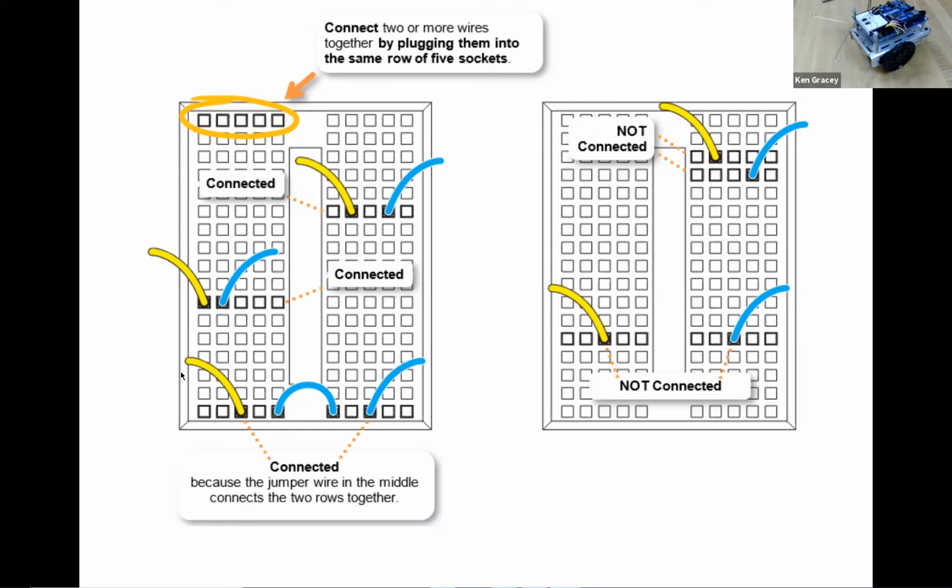Down lower on the left breadboard, which shows things properly connected, we see a yellow wire coming in, and apparently the goal here was to connect it to the wire on the right side of the breadboard. We did that with a little wire in between. Okay. On the right side, we have a failed attempt at that. Not connected, not good enough.